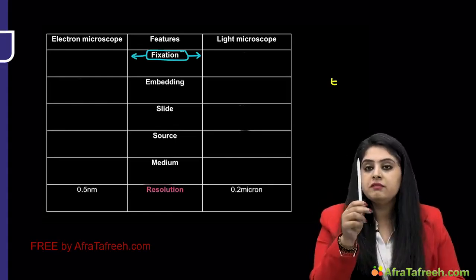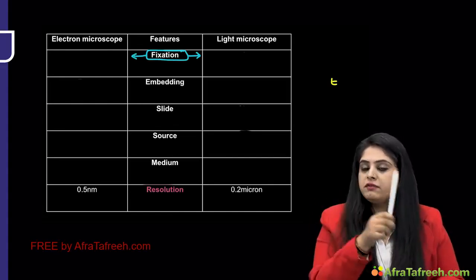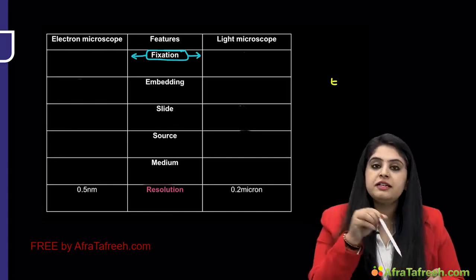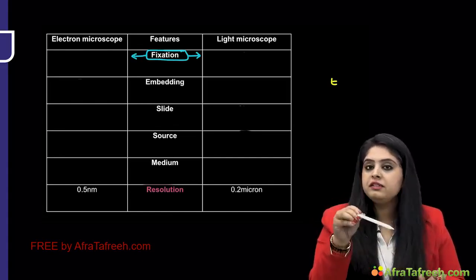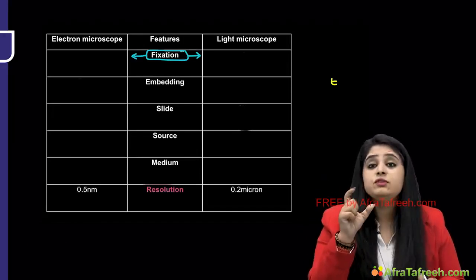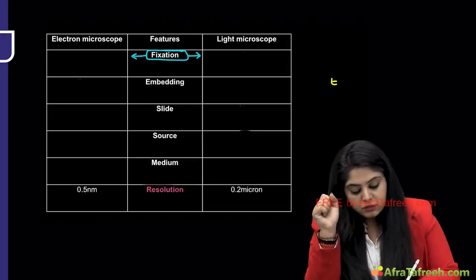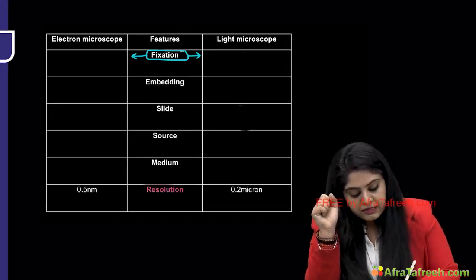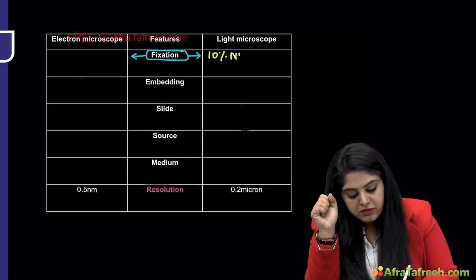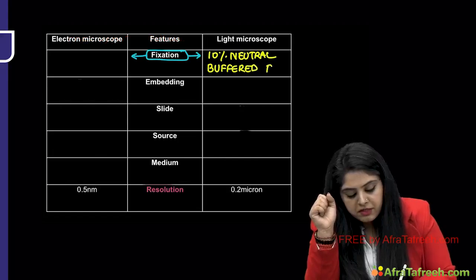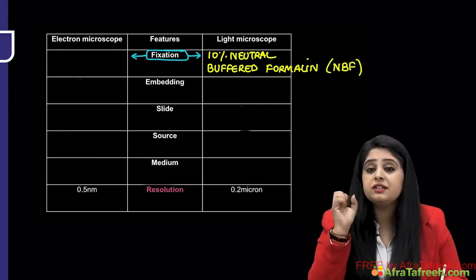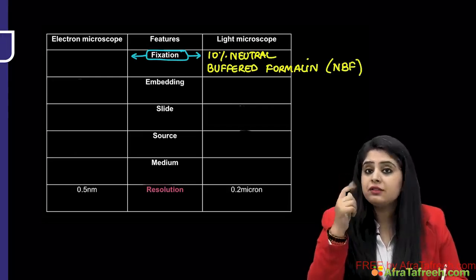So there are two pieces. One is for light, one for electron. So in which container will I send it? Will I just send that piece in regular water? No. I'll have to send it in a fluid. So for light microscope, what we use very commonly is 10% neutral buffered formalin. We use NBF. If it's written in the paper as NBF, don't get confused. Neutral buffered formalin. Formalin, the thing that irritates your eyes and makes your eyes water, that is formalin.